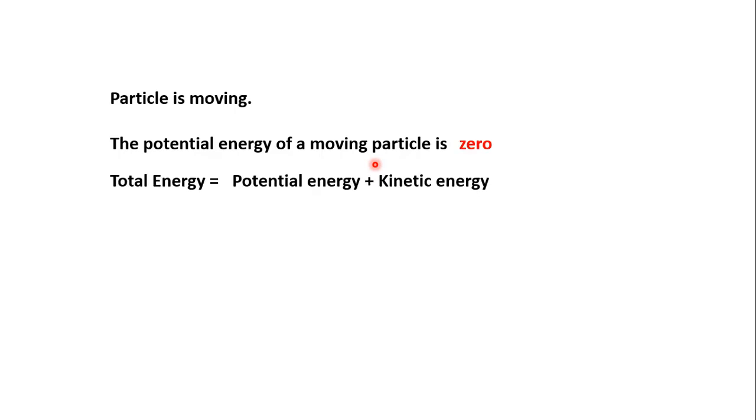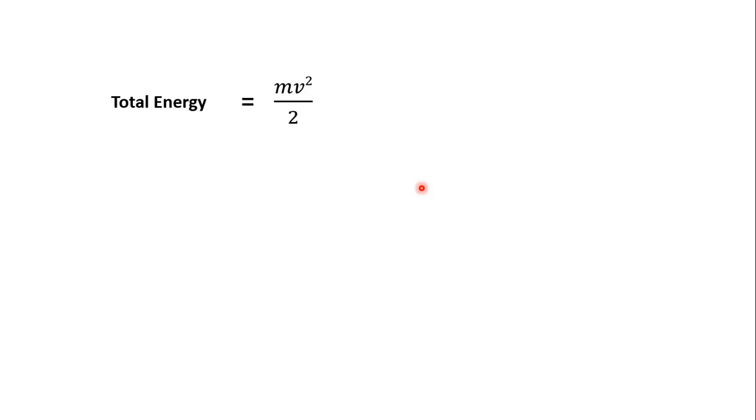Now, since the particle is moving, the value of potential energy will be 0. The total energy will be equal to the sum of the potential energy and kinetic energy. And since the potential energy is 0, the value of kinetic energy is half mv square, which is mv square by 2. And so the value of total energy is mv square by 2.